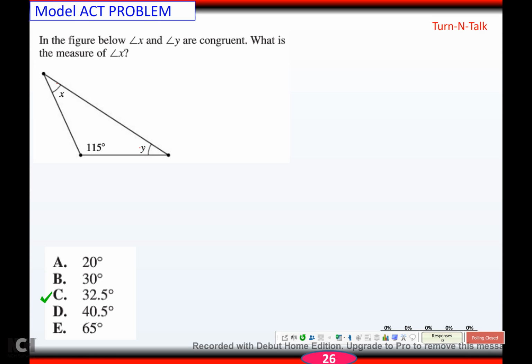Well, if these two are the same, then I can say 180 minus 115, and I get 65. Well, I have to split that then. Half of 65 goes here, and half of 65 goes here. So if I take 65 and divide it by 2, I get 32.5 degrees.